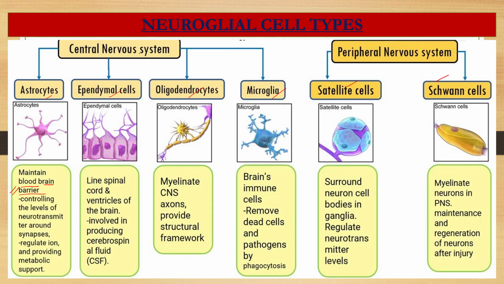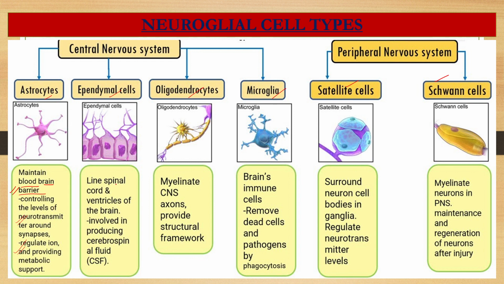Like in the central nervous system, there are astrocytes, ependymal cells, oligodendrocytes and microglia. Astrocytes are star shaped and maintain the blood-brain barrier, control the level of neurotransmitter around the synapses, and also regulate the ions and provide the metabolic support.